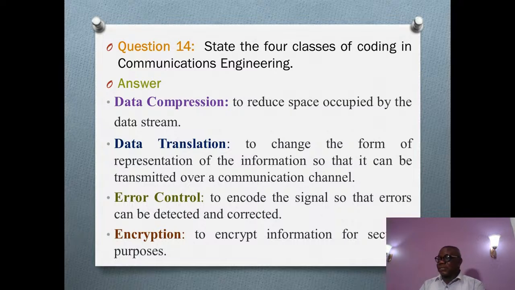The first one is data compression, that is to reduce space occupied by the data stream. Second, data translation, that is to change the form of representation of the information so that it can be transmitted over a communication channel. 3, error control, that is to encode the signal so that errors can be detected and corrected. And 4, encryption, to encrypt information for security purposes.